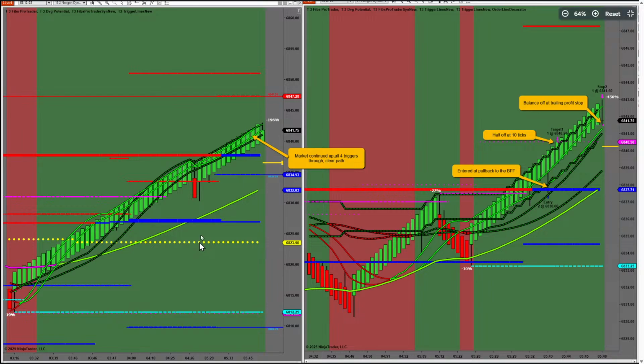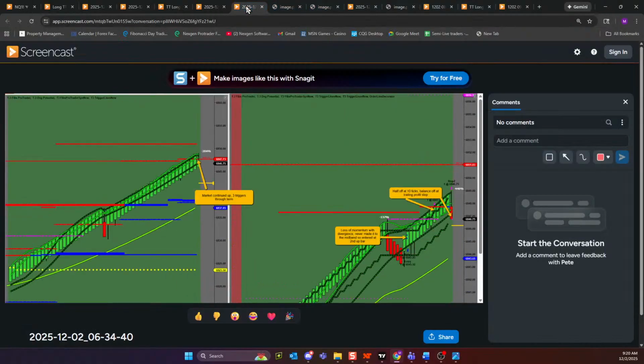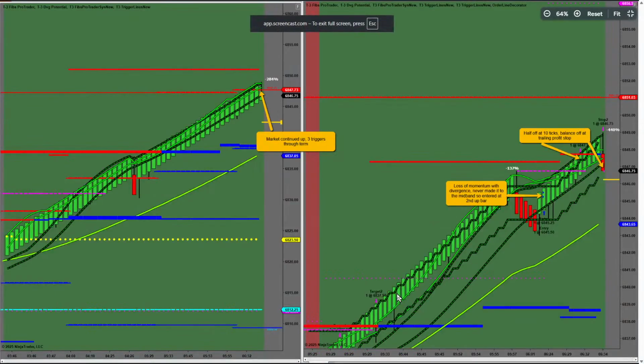I'll help. Market continued up, all 4 triggers through, clear path, no momentum, but on a small chart, he does have momentum, and this is the perfect momentum trade. And nicely done. Strong triggers on the small chart. You can see the separation between the small and large. Price breaks and retests, and off it goes. Pete, that is the perfect momentum trade.